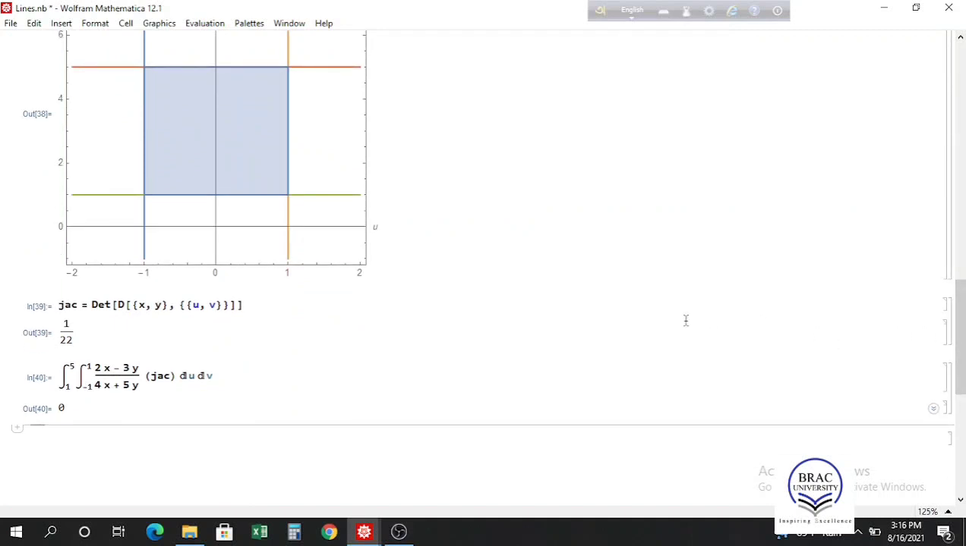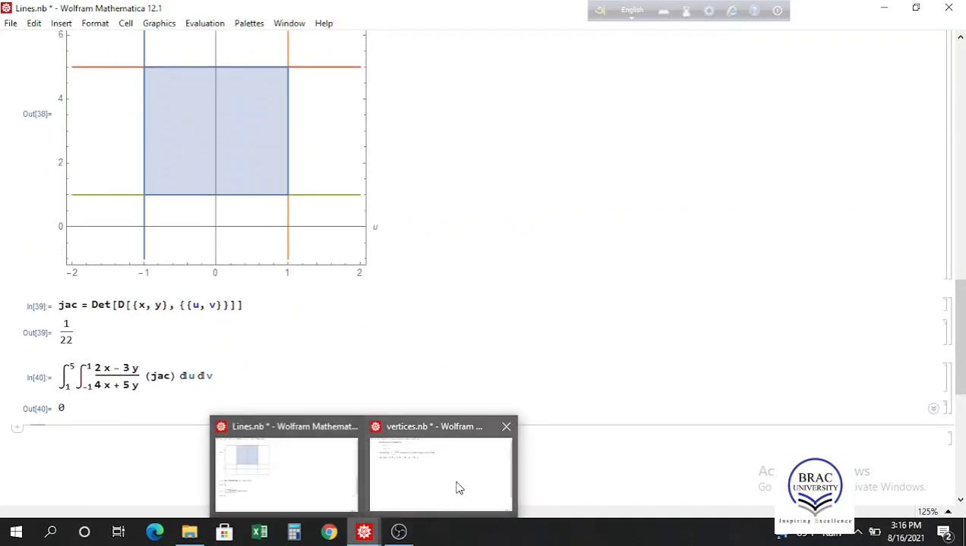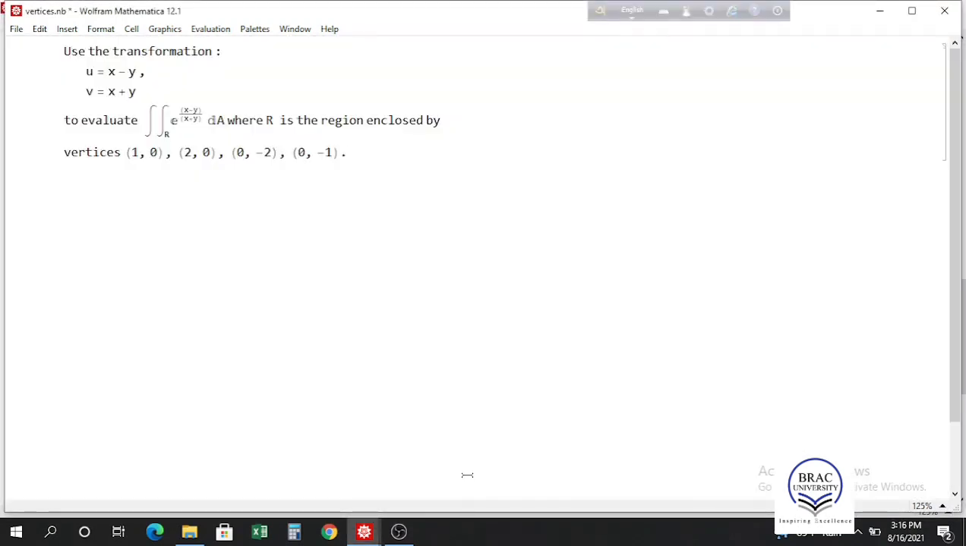Now let's look at another problem. Here the transformation is given. Use this transformation, u equals x minus y, v equals x plus y, to evaluate this integral where R is the region enclosed by these vertices. So 1 0, 2 0, 0 minus 2 and 0 minus 1.